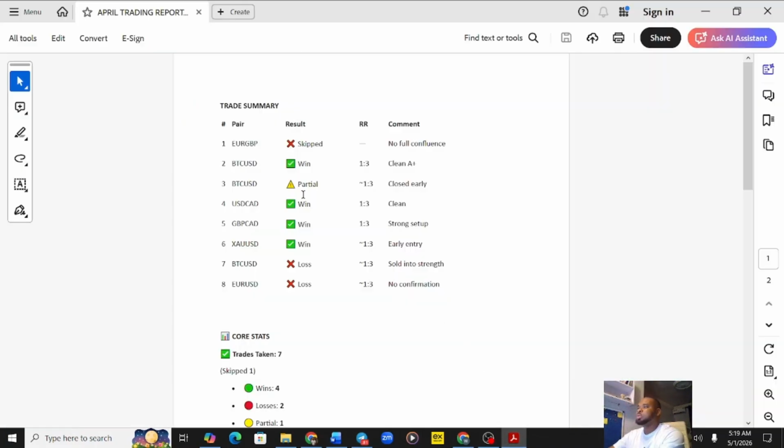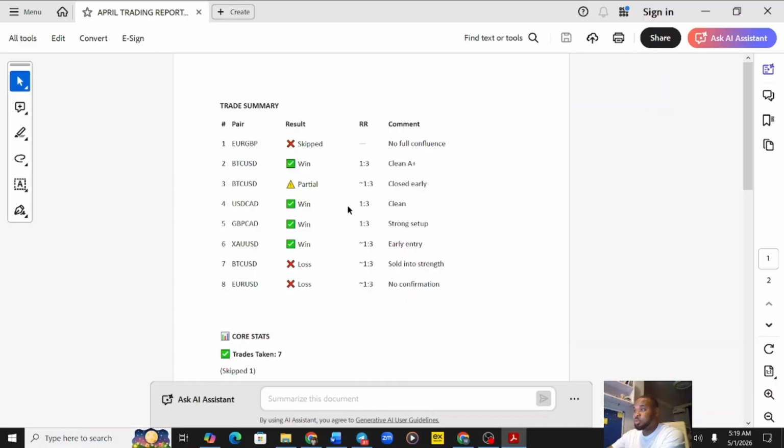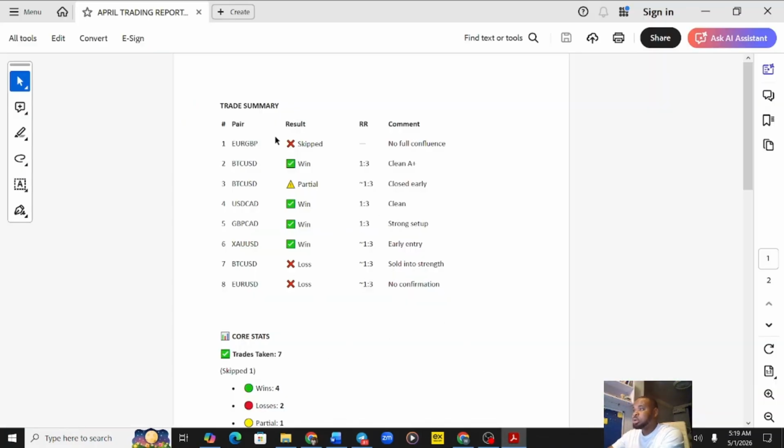Good. Now take a look. This is a summary of what I gave. This is a summary of my April trades. Now what happened on Euro GBP? We skipped. The reason we skipped is this: we did not see our confluence, which is, we didn't meet our confirmation. So that's more reason why we didn't take it.